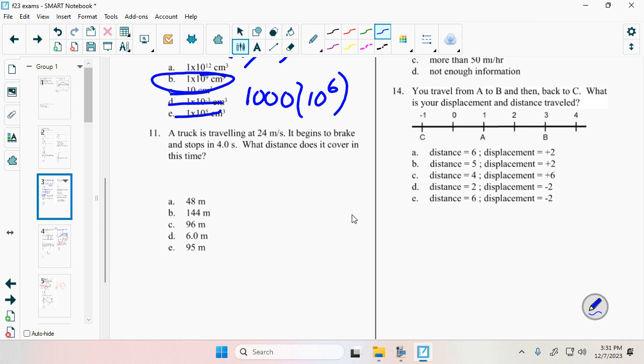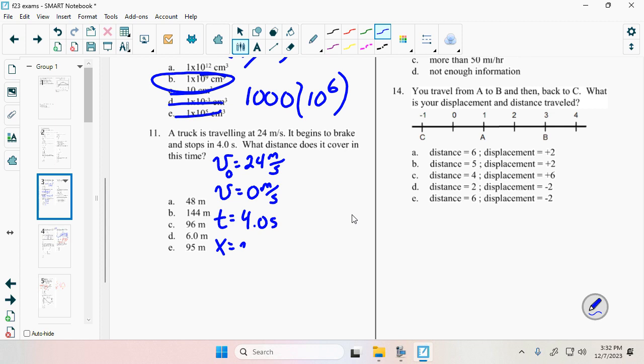I always like to just start by writing down everything we know. Right, so I look at the numbers, it's traveling at 24, and I ask myself, what is that 24? Well, I know it's a velocity, and that's my initial velocity. So my initial velocity is 24 meters per second. It begins to brake, so it's slowing down, and it stops. That means that the final velocity is 0 meters per second. So also look for those words that are describing it and think, okay, what variable does that describe? And it stops in a time of 4 seconds, and I'm looking for x.